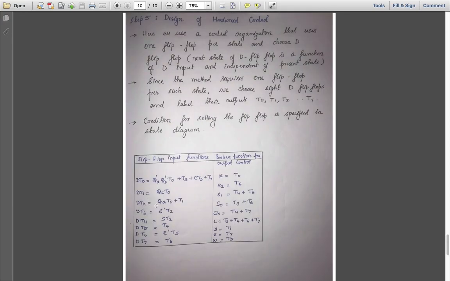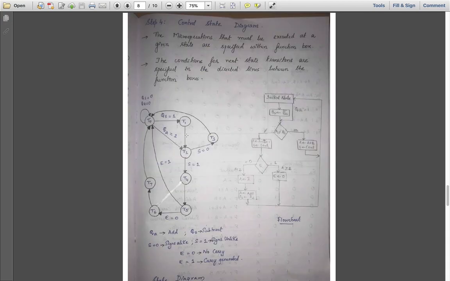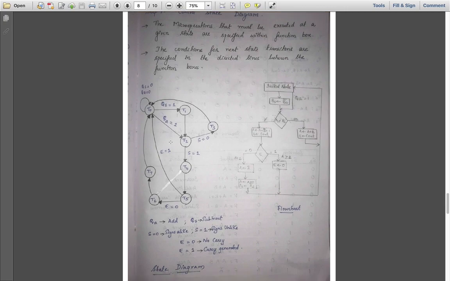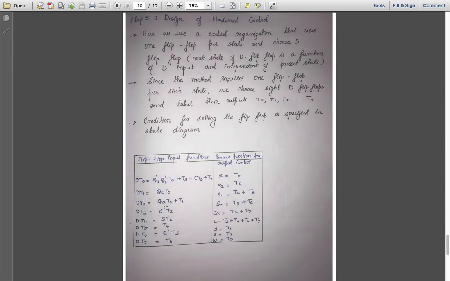Now the next one, T2. How can you come to T2? You can come to T2 from T1 and also from T0. From T1 you can come without any input. You can also come from T0 with QA set. So that is how it is shown here. QA can be set and you can come from T0. From T1 also you can come without any input.